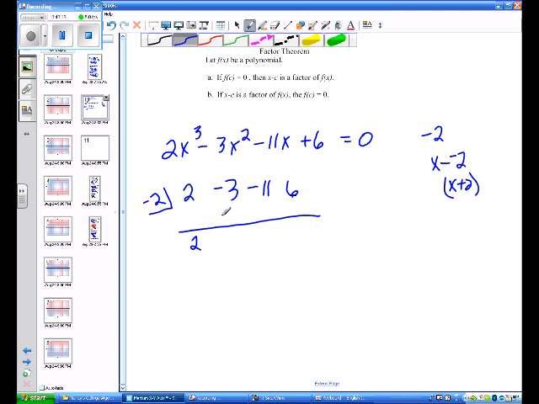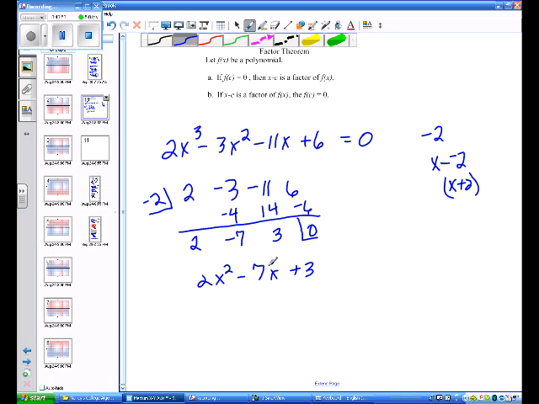So negative 2 times 2 is negative 4, negative 7. This would be 14, minus 11 would be 3. Negative 2 times 3 is negative 6, and 0. So that was what we were told. We got 0 as a remainder. So we know that x plus 2 is a factor. And what we have left, 2x squared minus 7x plus 3, is also a factor.